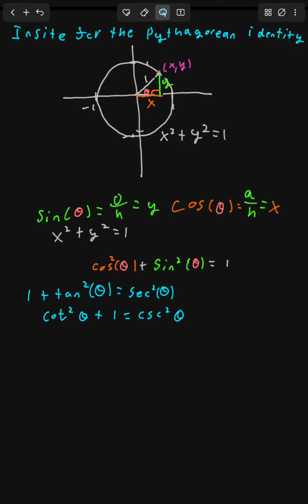So now you can clearly see the three different trig identities, or Pythagorean identities, which are cosine squared of theta plus sine squared of theta is equal to 1, 1 plus tangent squared of theta is equal to secant squared of theta, and cotangent squared of theta plus 1 is equal to cosecant squared of theta.